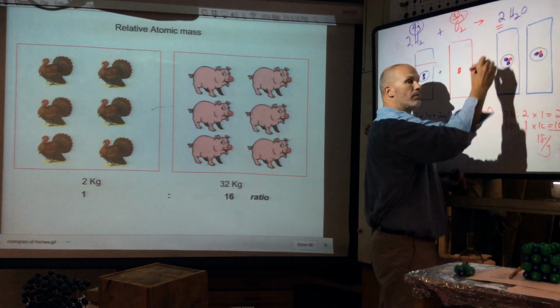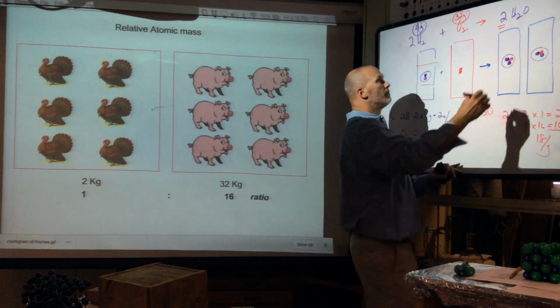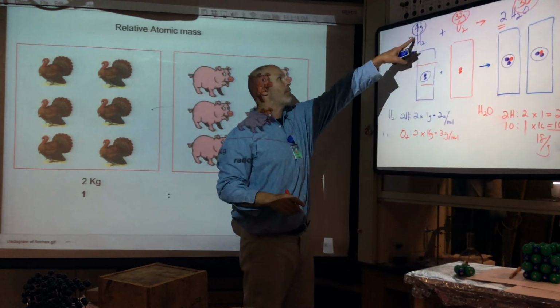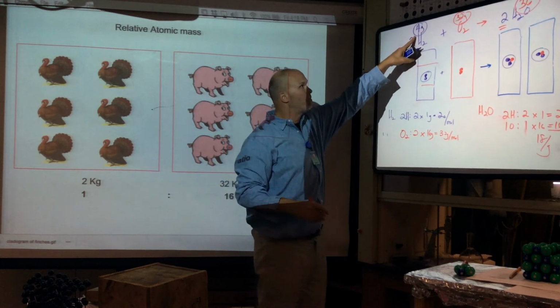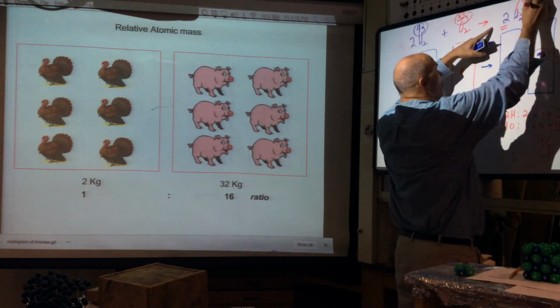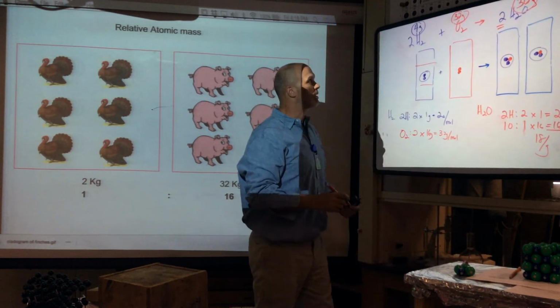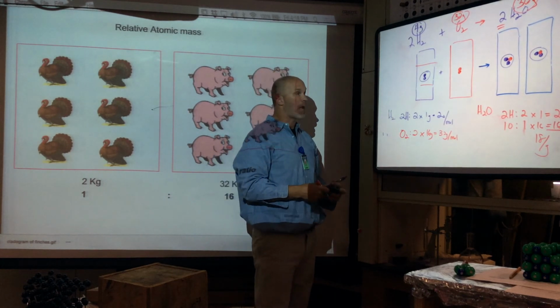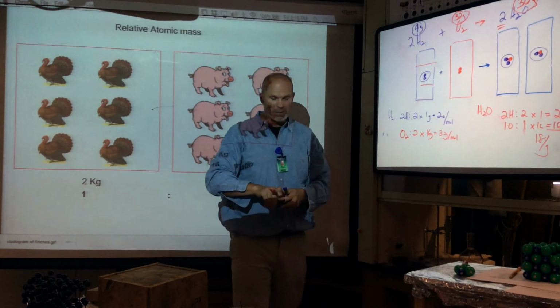But there's 2 of them. 2 times 18 is what? 36. And look what we have here. 4 grams of hydrogen, plus 32 grams of oxygen, will give me exactly 36 grams. And notice 32 plus 4 is 36. Antoine Lavoisier, thank you. And we have a way of doing that.